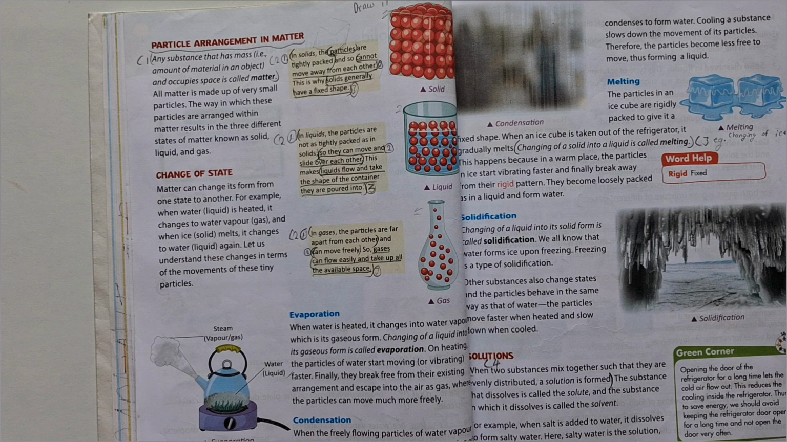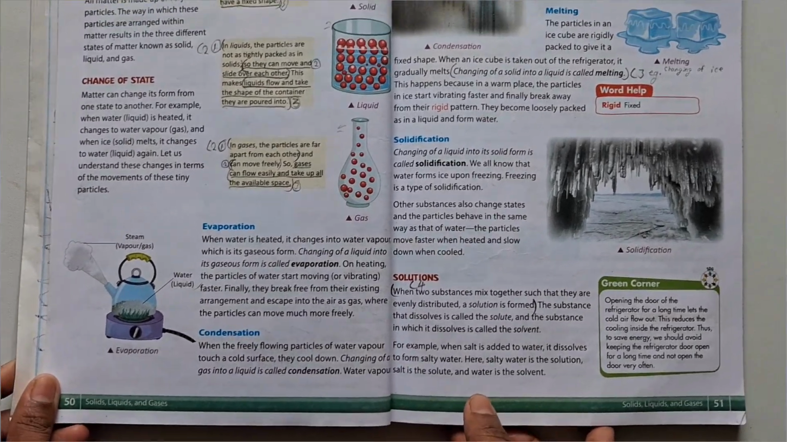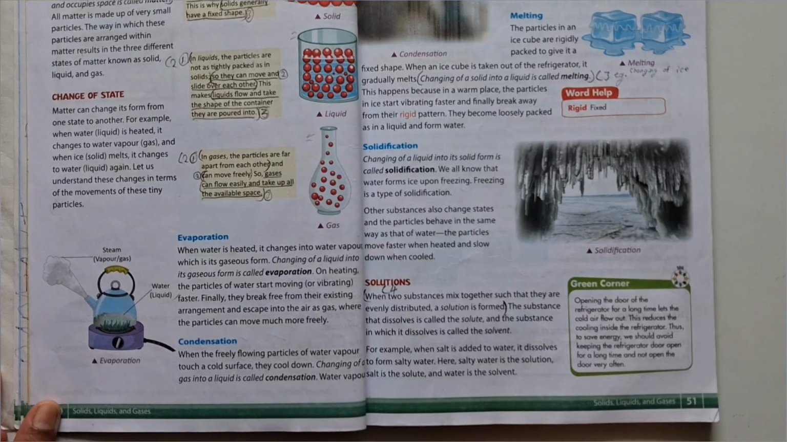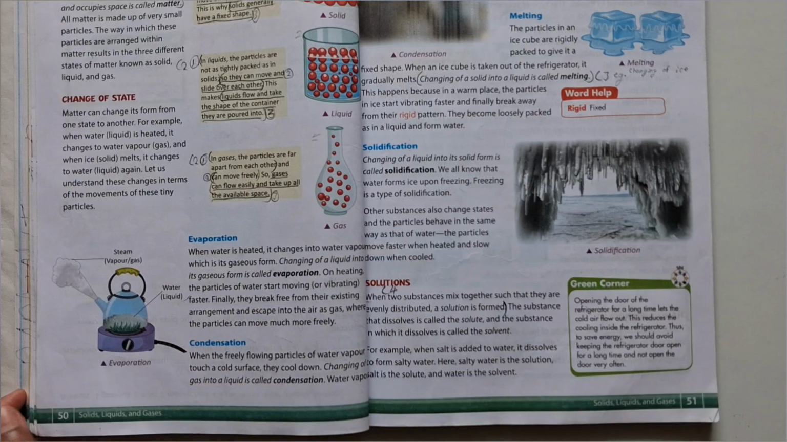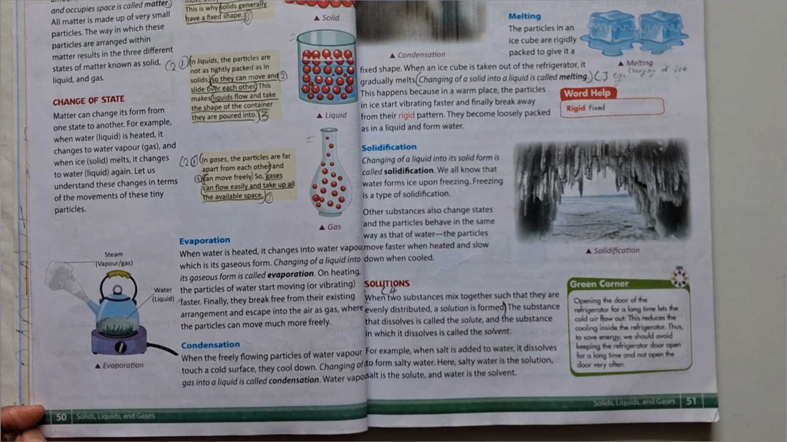For example, when liquid water is heated, it changes to water vapor, meaning a gas. And when ice, a solid, melts, it changes to liquid water again. Let us understand these changes in terms of the movement of these tiny particles. Evaporation. What is evaporation? When water is heated, it changes into water vapor, which is its gaseous form. Changing of a liquid into its gaseous form is called evaporation. What is evaporation? Your answer is here.